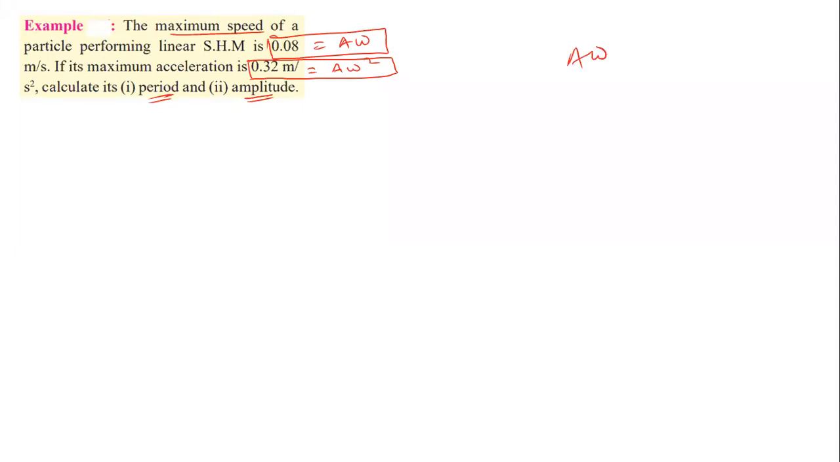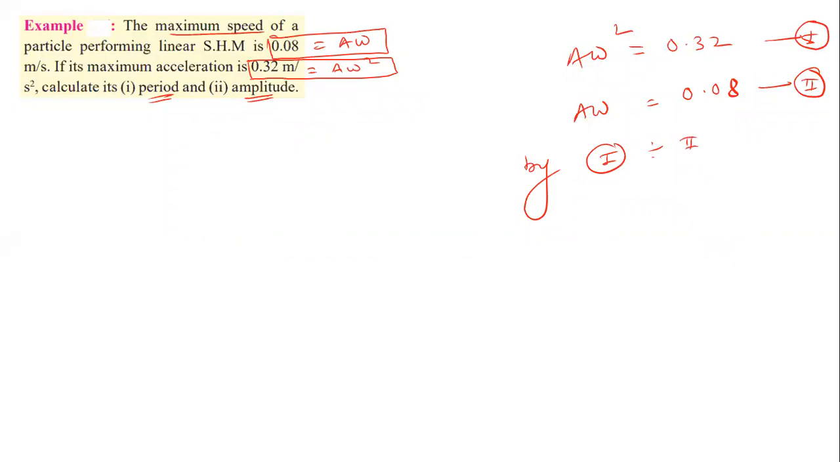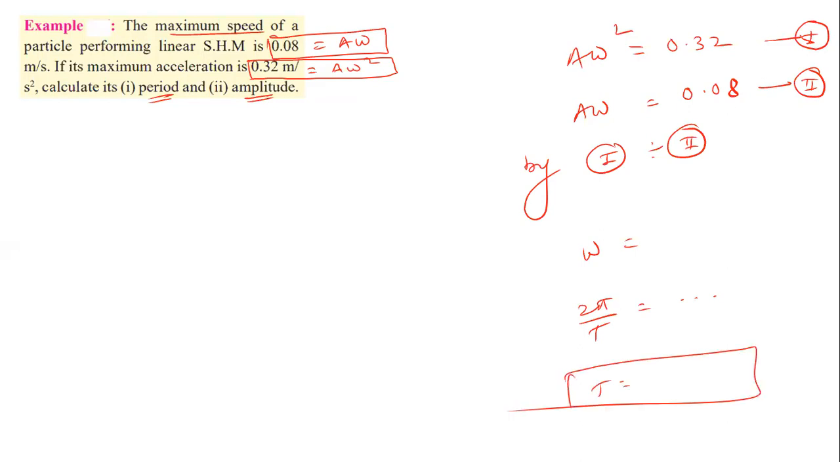A omega square is 0.32. Equation number 1. Second one is A omega is 0.08. It is equation number 2. So find out omega by equation 1 divided by equation 2. You will get omega. So by omega, you can write 2 pi by T is equal to this. And by using that, you will get period. As you get period, amplitude you have to find out. This is the first point. The first point is period. Second point is amplitude.